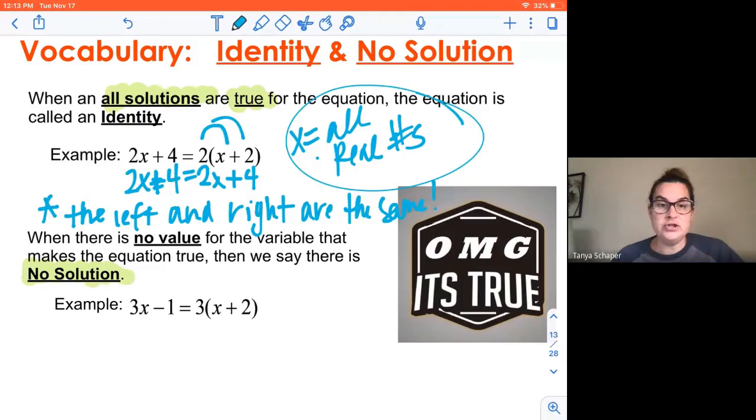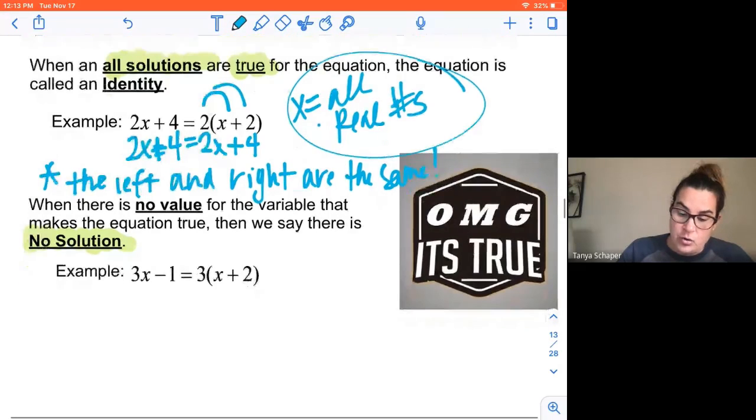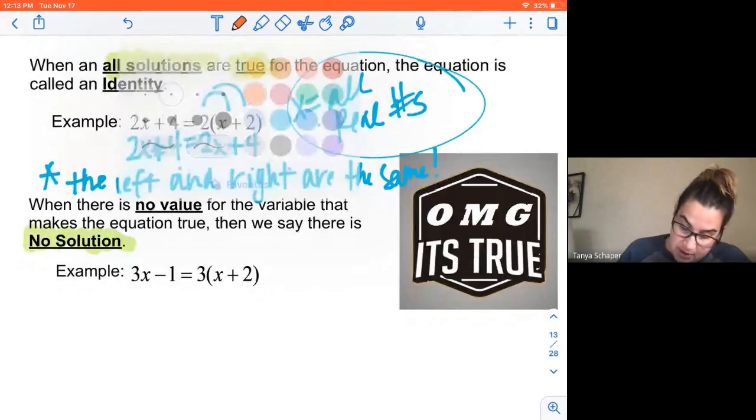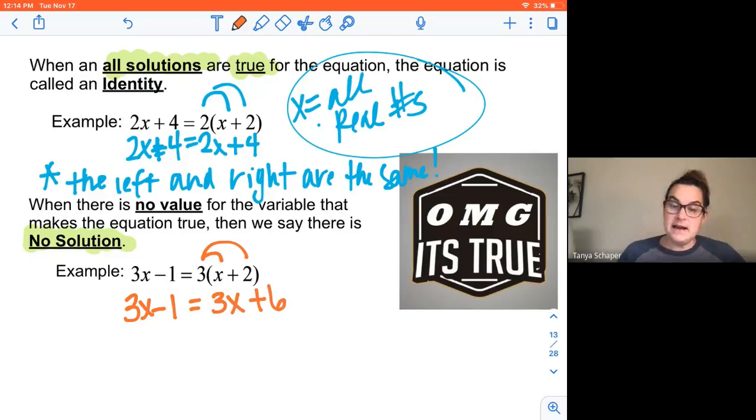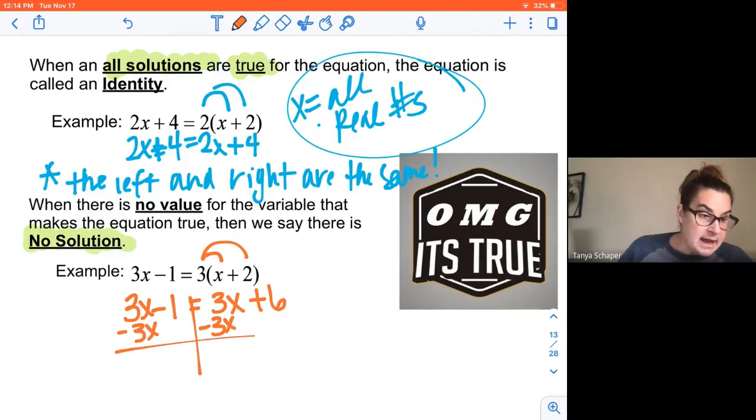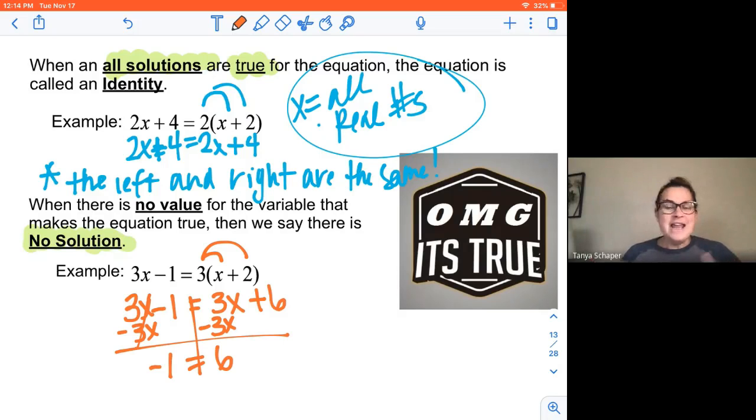When we're looking at equations where there's no solution, let me show you an example of what that looks like. A no solution equation, I'm going to go through and solve it out. So I have that 3x minus 1 is the same as 3x plus 6. And then I decided I want to have my variables on the left side. So I'm going to subtract 3x from both sides. And when I do that, I'm going to have negative 1 equals 6. Well, when I look at this, negative 1 and 6 aren't the same thing. This is not a true statement.